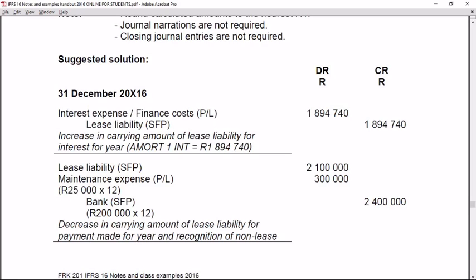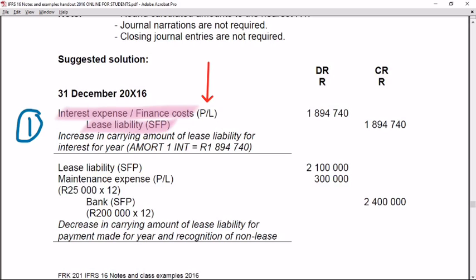And here's your suggested solution. As we have identified in IFRS 16, it had as a first step to recognize the interest expense through profit or loss to the carrying amount of the lease liability. So your debit entry is interest expense or finance cost through profit or loss. But you add that to the lease liability carrying amount.